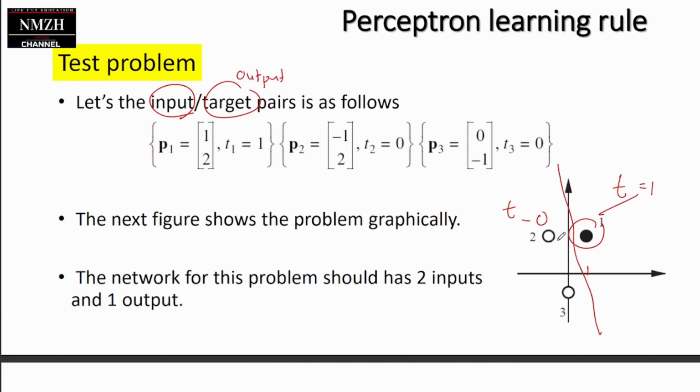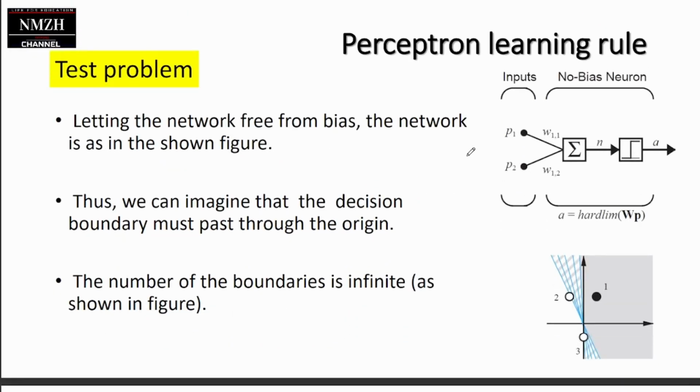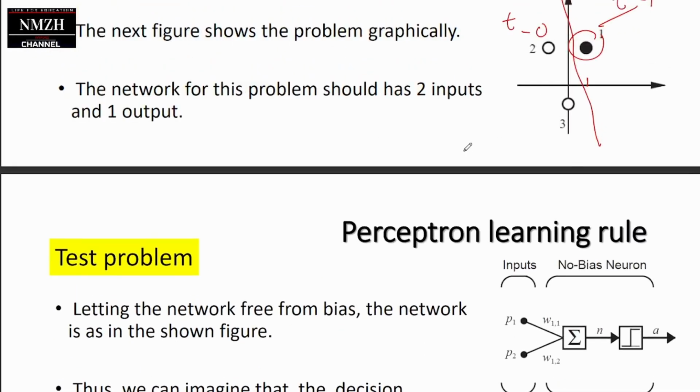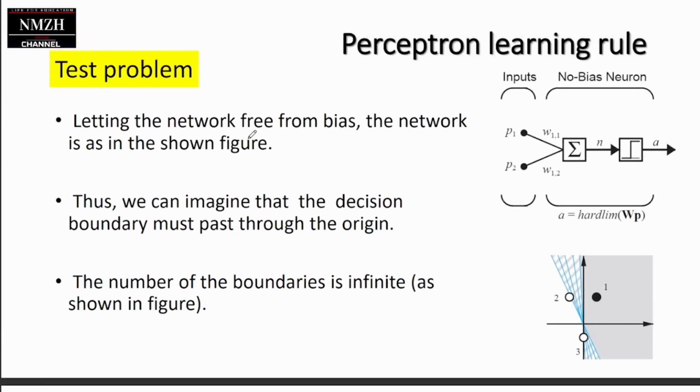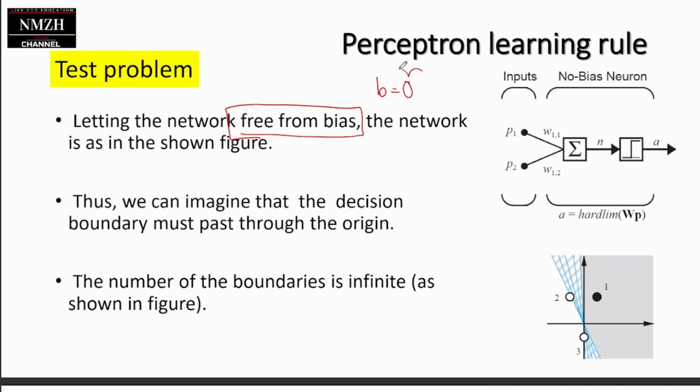That's the reason why we draw it as a round circle without any shade, black shaded, right? Okay, so for this case we have a network with 2 inputs and 1 output. The network is free from bias. So what does it mean, free from bias, guys? This one is very interesting. Free from bias means b is 0.